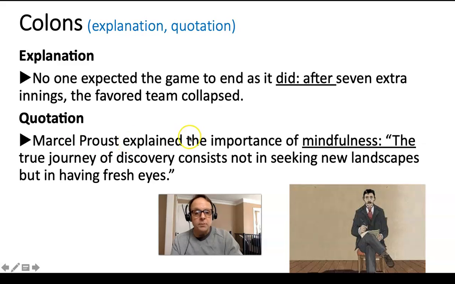Marcel Proust explained the importance of mindfulness. So this is a quotation. Sometimes you can introduce a quotation with a colon if it's a complete sentence, and we did that here. So we have this quotation from Proust, and it comes right after what we said. He explained the importance of mindfulness, and then the quote is going to show us how he explained that.